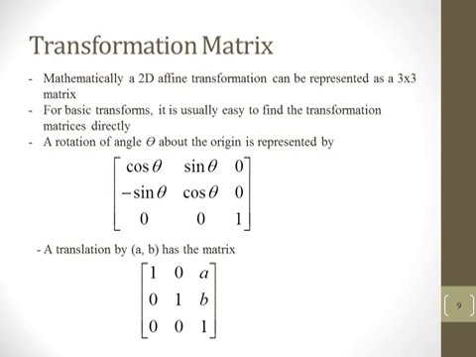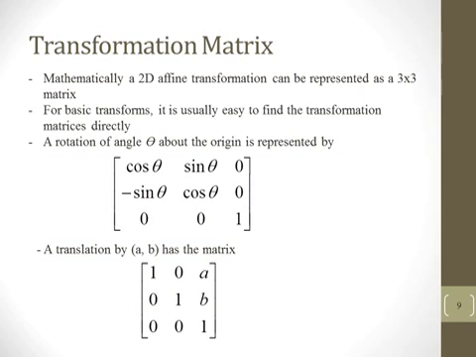Mathematically, a 2D affine transform can be represented by a 3 by 3 matrix. An affine transform requires a 3 by 3 instead of a 2 by 2 matrix, because transforms such as translations are not linear in a 2D space. Using the concept of homogeneous coordinates, it is possible to treat all affine transforms in a linear framework by adding one dimension to the vector representation of the point.